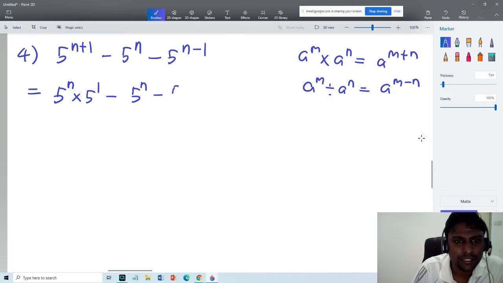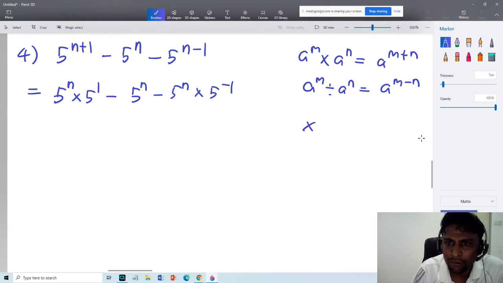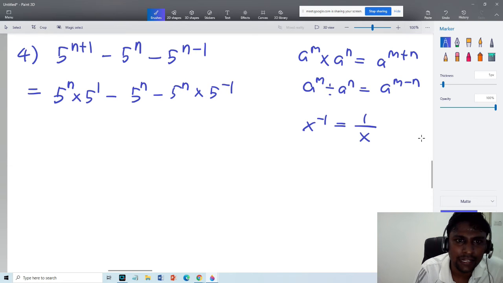Minus 5 power of n, and then we can put divide. But here I'm not going to put divide. I put times, but I put negative 1 here. You can also put divide, and then times also can, but I prefer times because I want to convert it to 1 over 5. When you have something like power of negative 1, we can write that as 1 over x. So I'm going to change it to fraction form. You can put divide, you can put times, but I prefer to go for times.